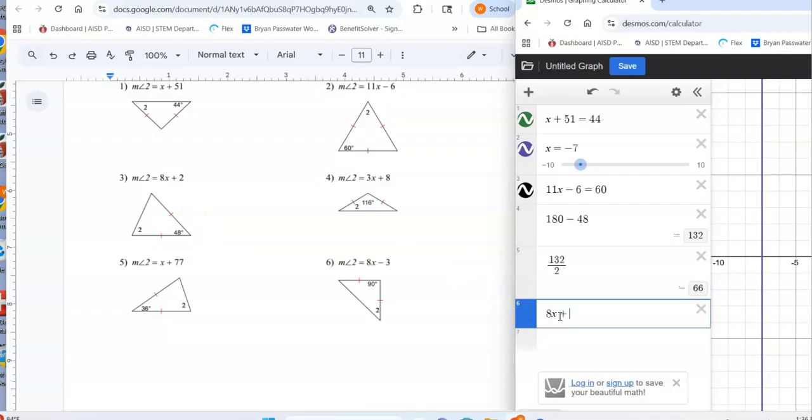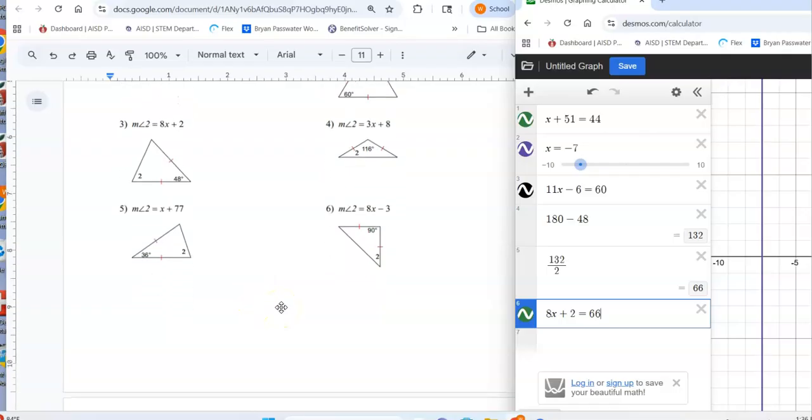And so that'd be 8x plus 2 equals 66. And then you subtract 2 and divide by 8, x is 8. Okay, so that's kind of how you do all these. That's how you do that. All right, that's one thing.